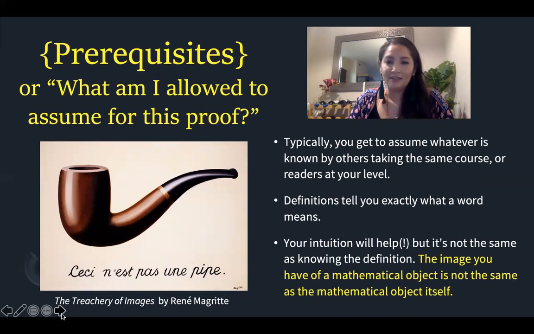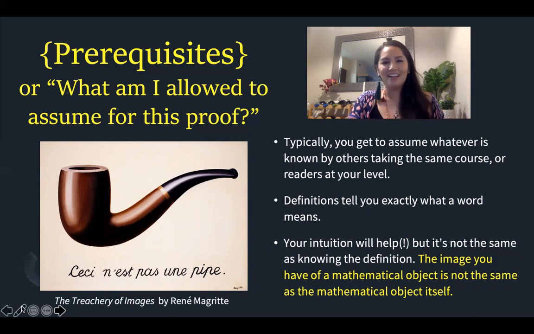Now, your intuition is going to help you, and it's going to help you often. But when you use your intuition, you're tending to use that inductive reasoning that we talked about at the beginning. You're collecting evidence and you're following what feels right when you say, this is what I actually think is going on. But we can't use intuition in our proofs. That's not the same as knowing and applying a definition.